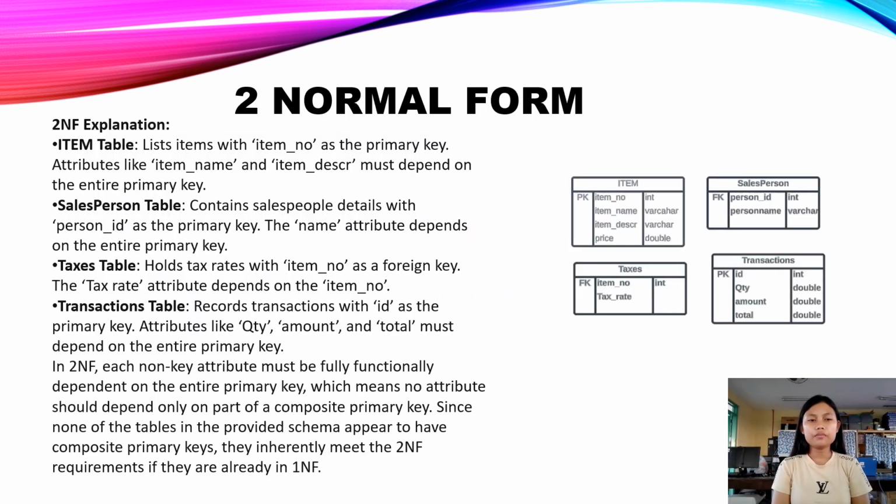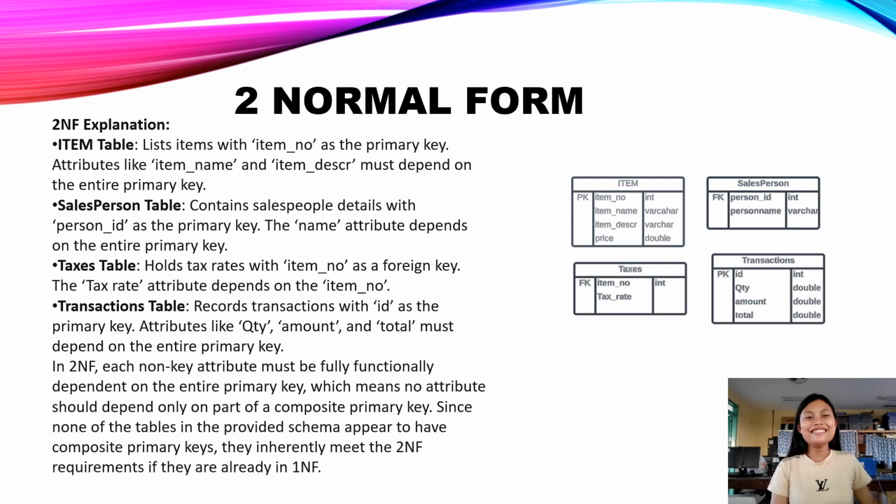Second normal form. An item table lists items with the item number, and this is the primary key. Attributes like item name and item description must depend on the entire primary key.